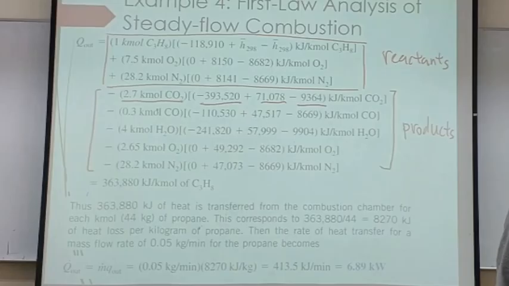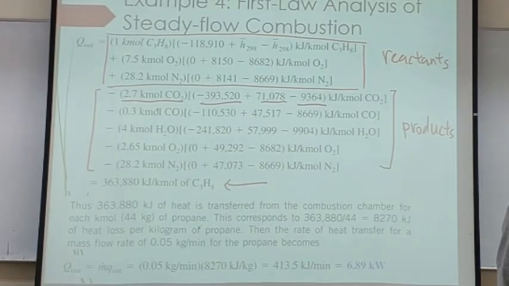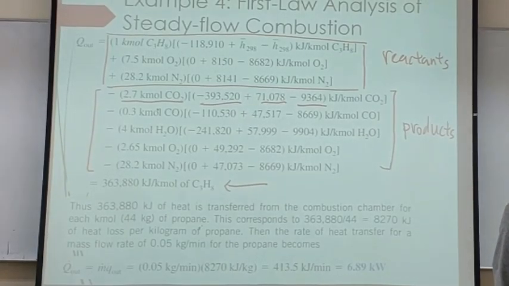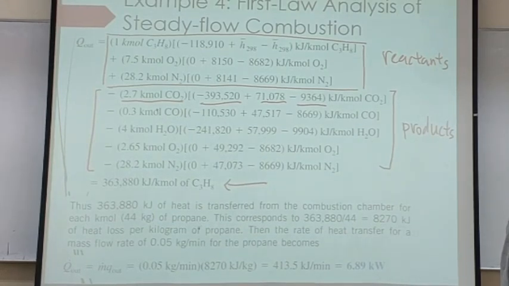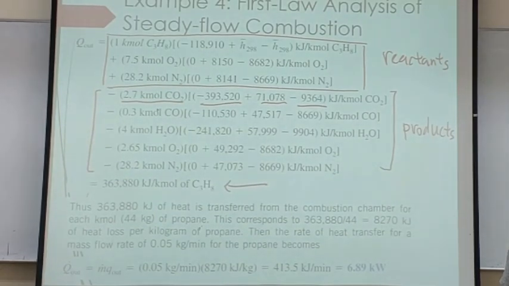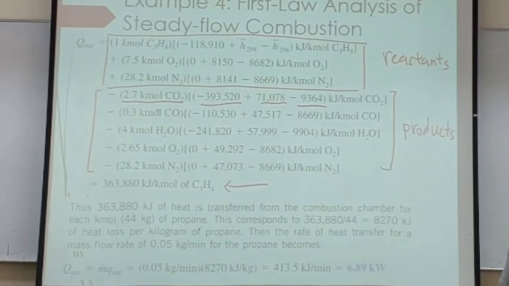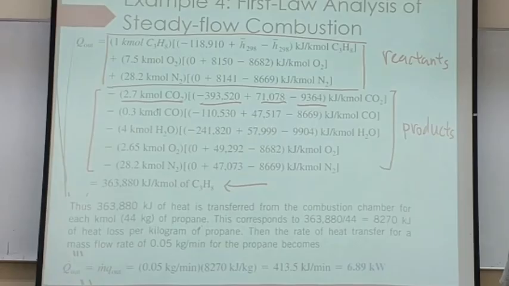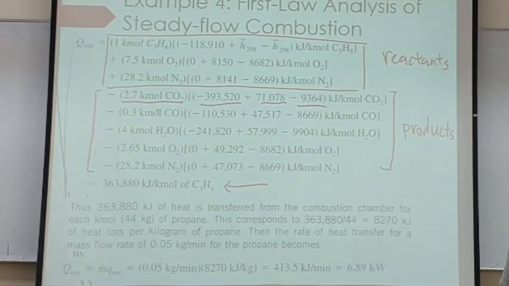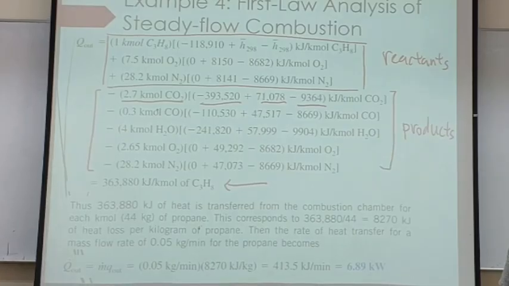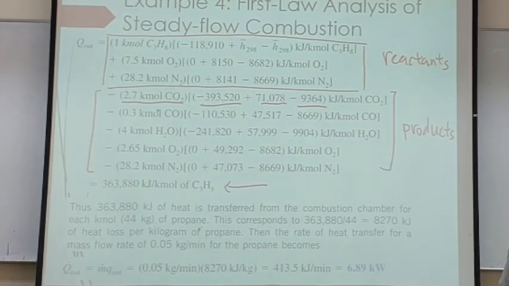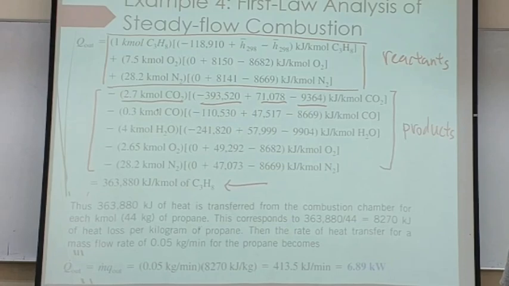So the product here will give you kilojoule per kilomole. So for every kilomole of C3H8, this combustion will release 363,880 kilojoule. So thus, 363,880 kilojoule of heat is transferred from the combustion chamber for each kilomole of propane, or for every 44 kg of propane, because 1 kilomole of propane is 44 kg.